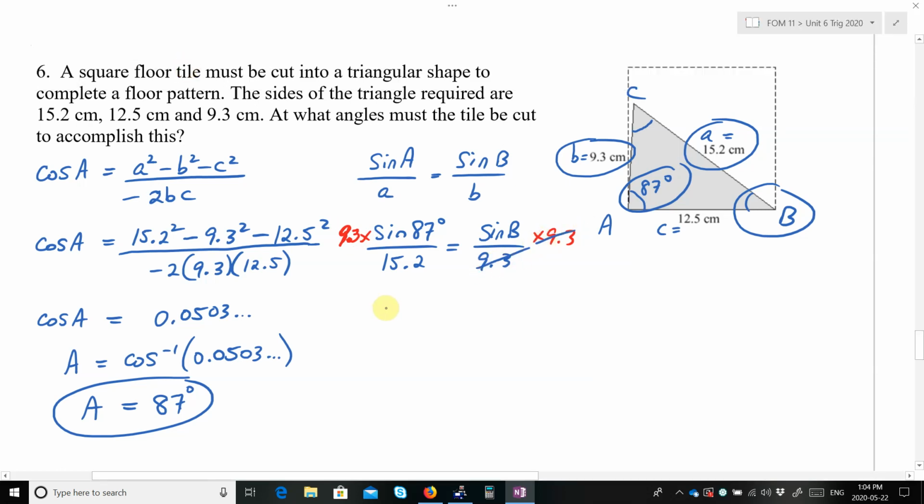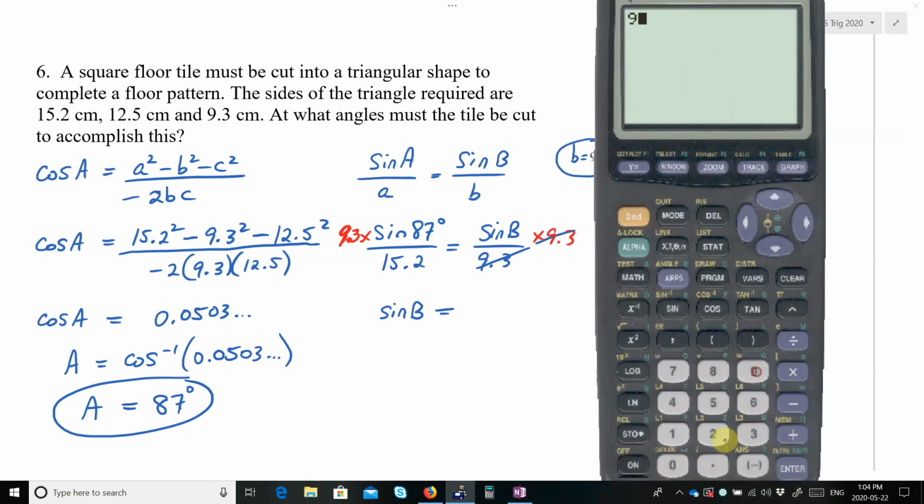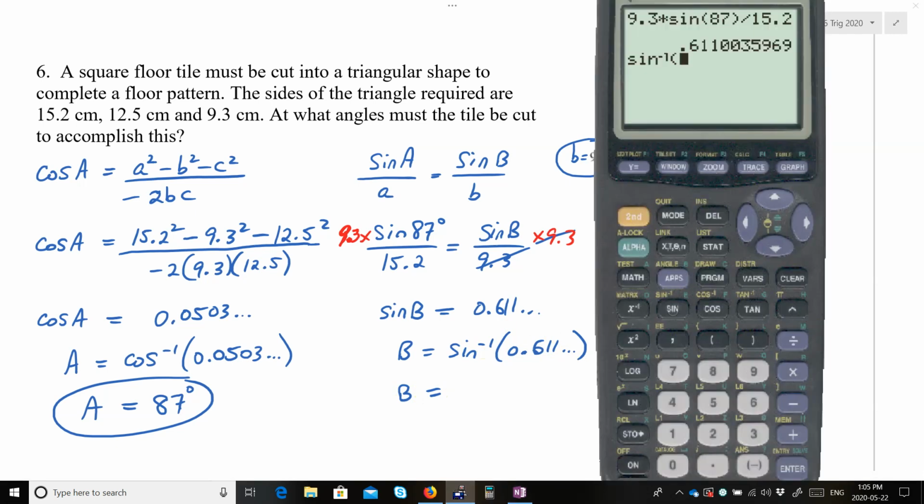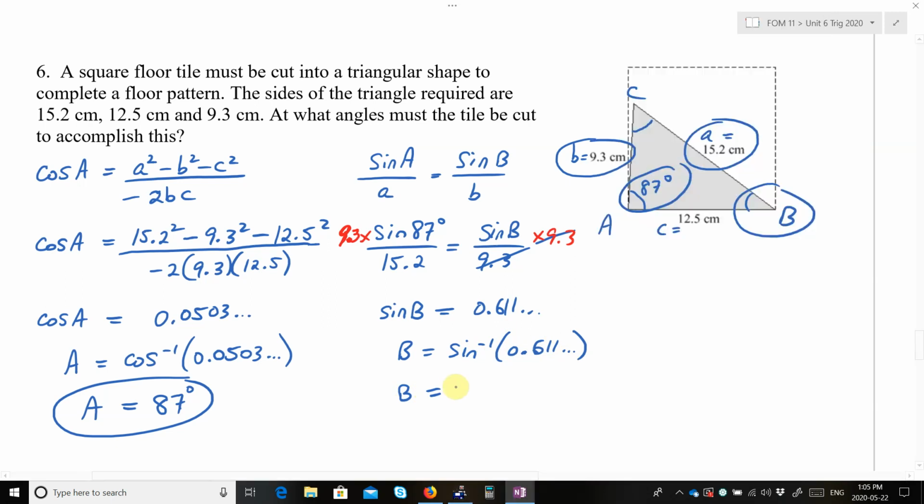And on this side, the 9.3's cancel, and we end up with sine B is equal to 9.3 multiplies onto the top times sine 87, and then divide that by 15.2, and we get 0.611 and a bunch of stuff. And so B is equal to sine inverse of this 0.611, so I'm going to go shift sine, second function sine inverse to put in answer, and we get 38 degrees for angle B. Let's have a look at that.